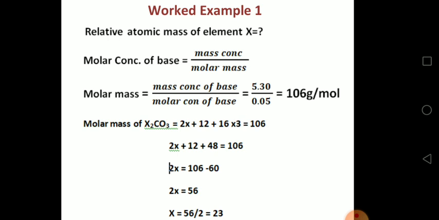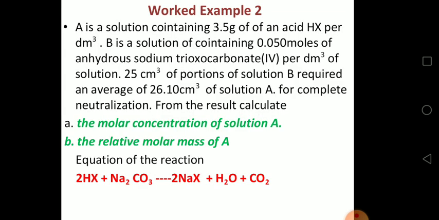You might like to go over the slide over and over in order to get full understanding of the calculation. Example 2 now. This is also similar to what we've just done. You need to pay attention, you need to follow with this.